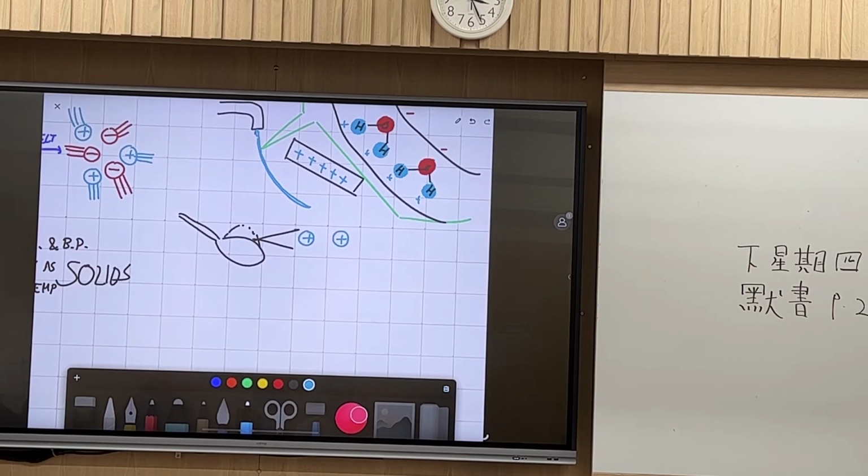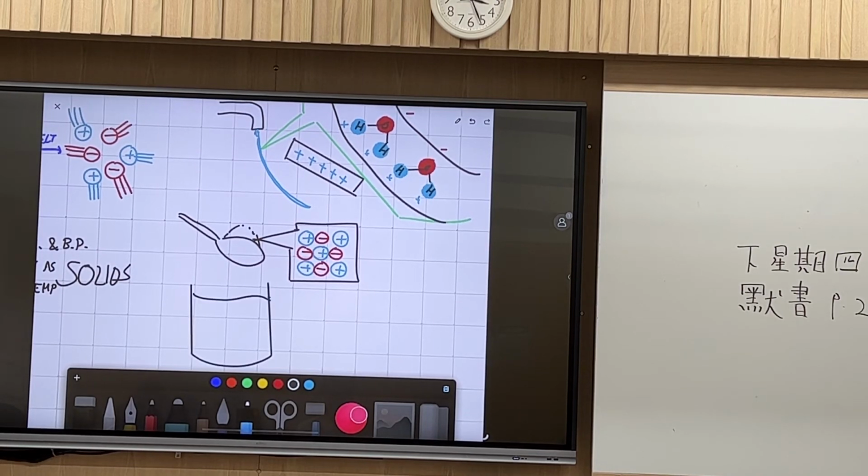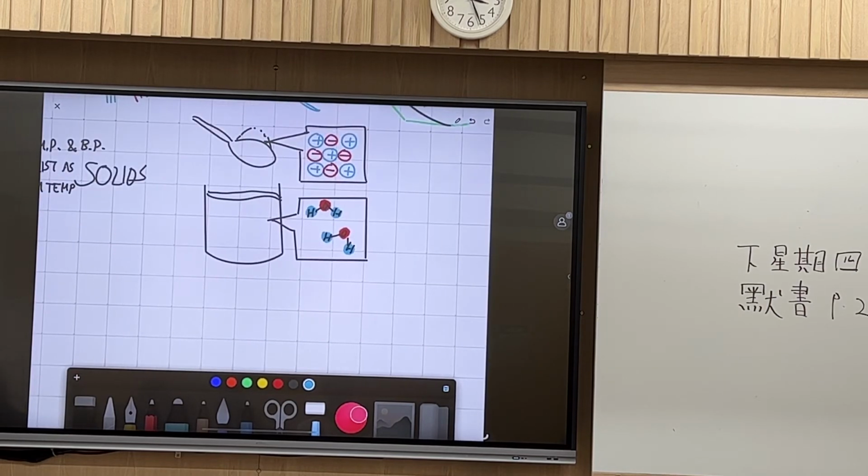They dissolve. And why can the ions dissolve? That's because water can surround itself around these ions. So I'm going to draw a beaker in here. So you see a lot of H2O in here. Don't forget that the O is negatively charged, the H is positively charged. What happens next is that the ions will become separated, like this.